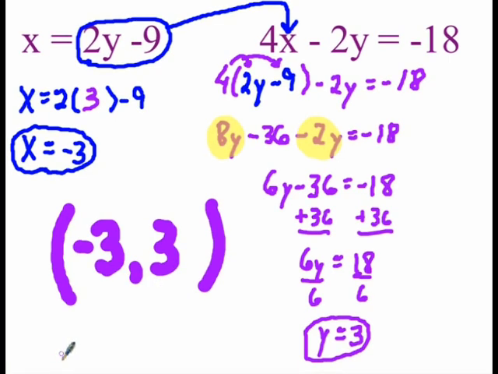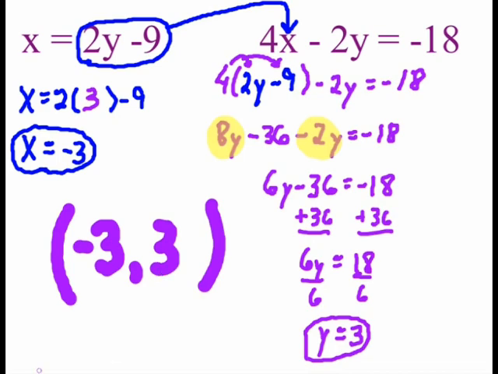All right, so right now you're probably wondering, why did I just do all of this work? Well, I'm glad you asked. Some of you, I've heard, did not enjoy graphing all that much. So what we've just done, believe it or not, is a substitution for graphing. Instead of graphing, we did all of these steps in order to figure out where two lines, x equals 2y minus 9 and 4x minus 2y equals negative 18, where these two lines intersected.